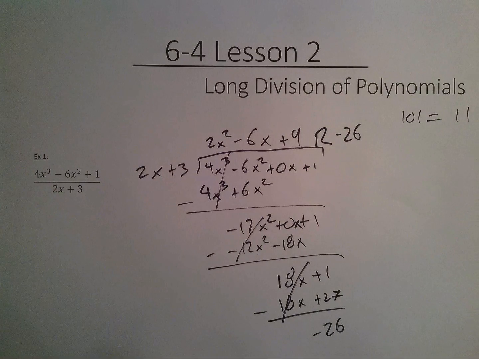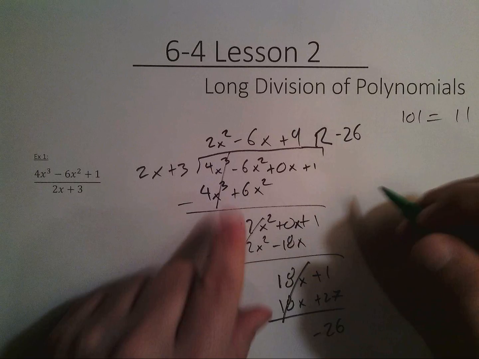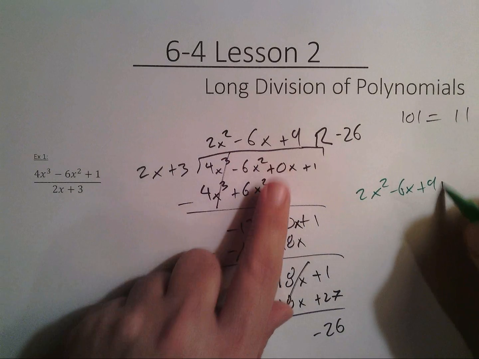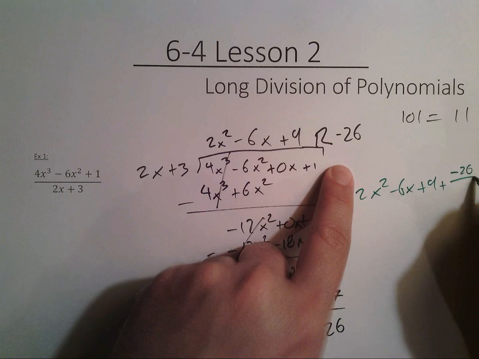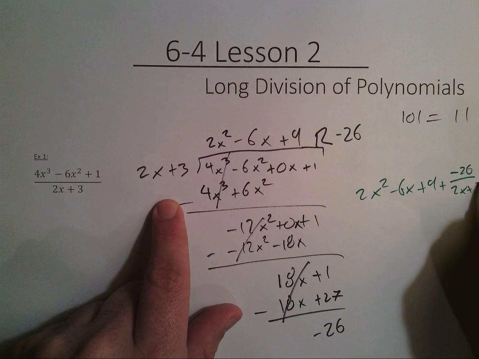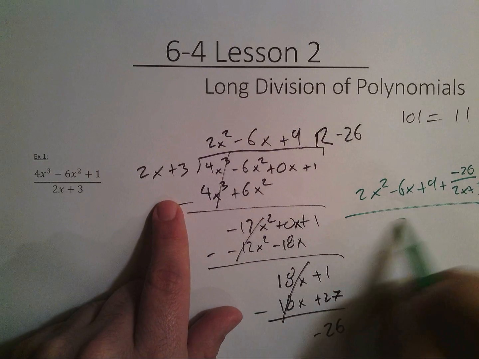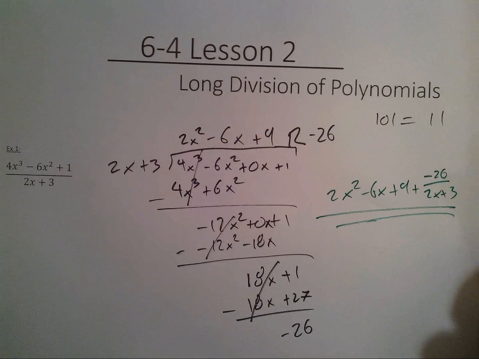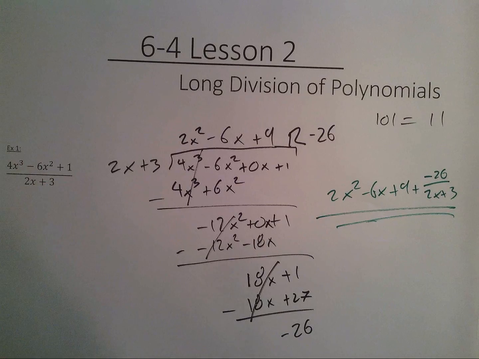Now I could alternately write this answer as 2x squared minus 6x plus 9 plus negative 26 over 2x plus 3. This notation becomes much more useful if you go on to college algebra and you're actually having to graph rational equations like this, because this will let you know exactly where the asymptote is going to be. But that's a whole other topic.